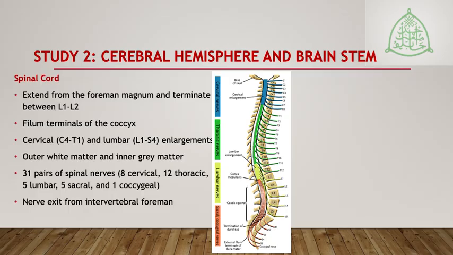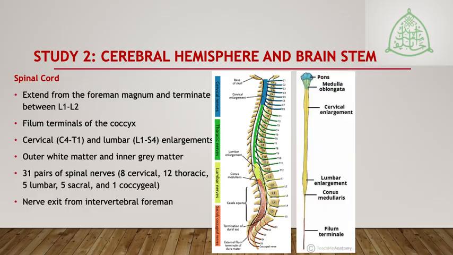And because they look like the tail of a horse, that is why they are referred to as the cauda equina, which is basically the tail of a horse. And then the actual part of the spinal cord also ends as a narrow terminal structure that goes to fuse onto the coccyx, and this is referred to as the filum terminale.